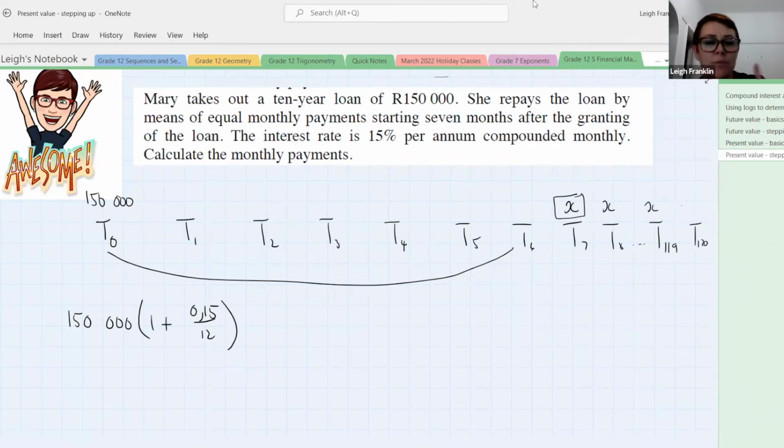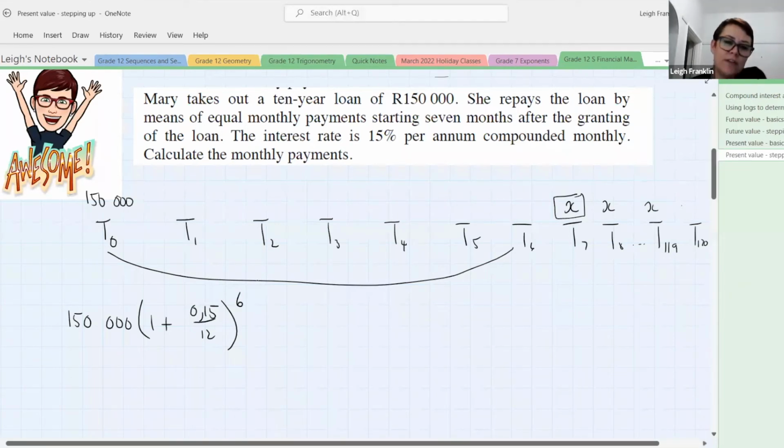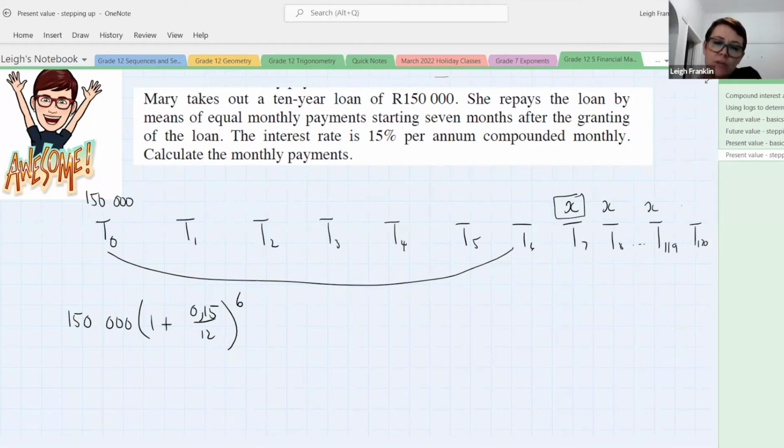Remember there has to be a gap of 1. Yes, well done, Indy. Good job. That's the right answer. So remember there has to be a gap of 1, in this case, 1 month. So there's going to be 6. Remember that 6 represents the number of times the interest is compounded in the period. We're using compound interest, right? So the loan is growing.